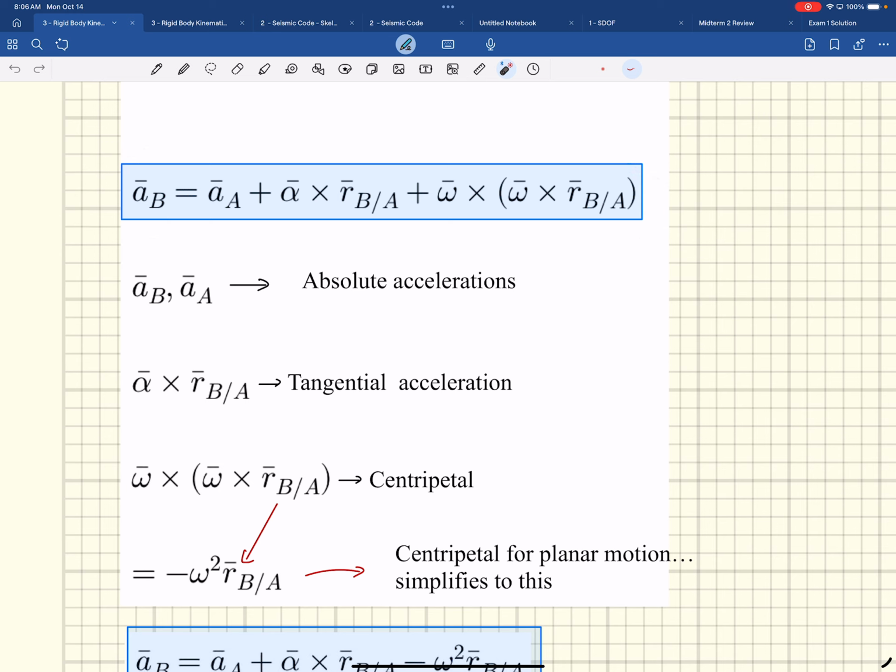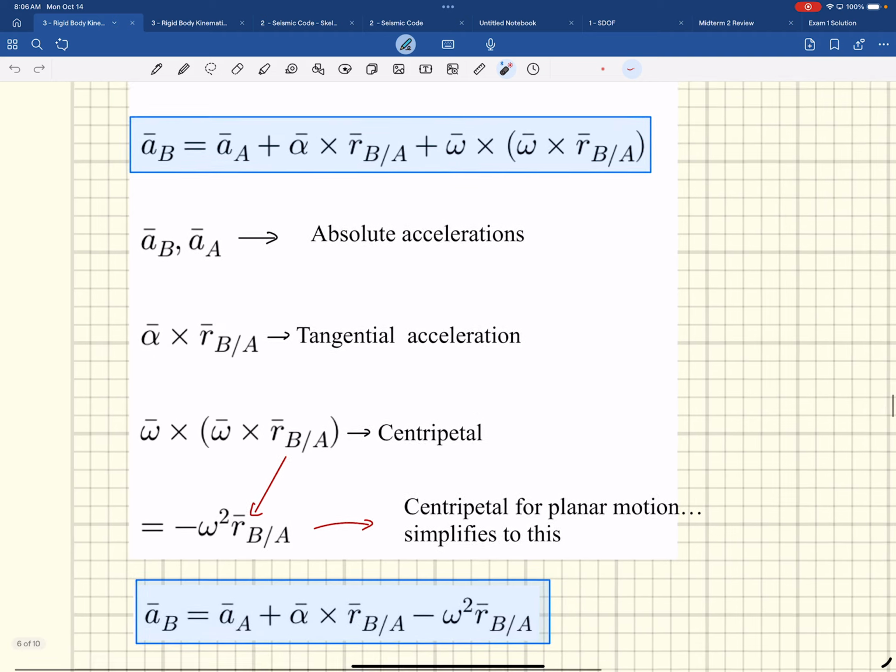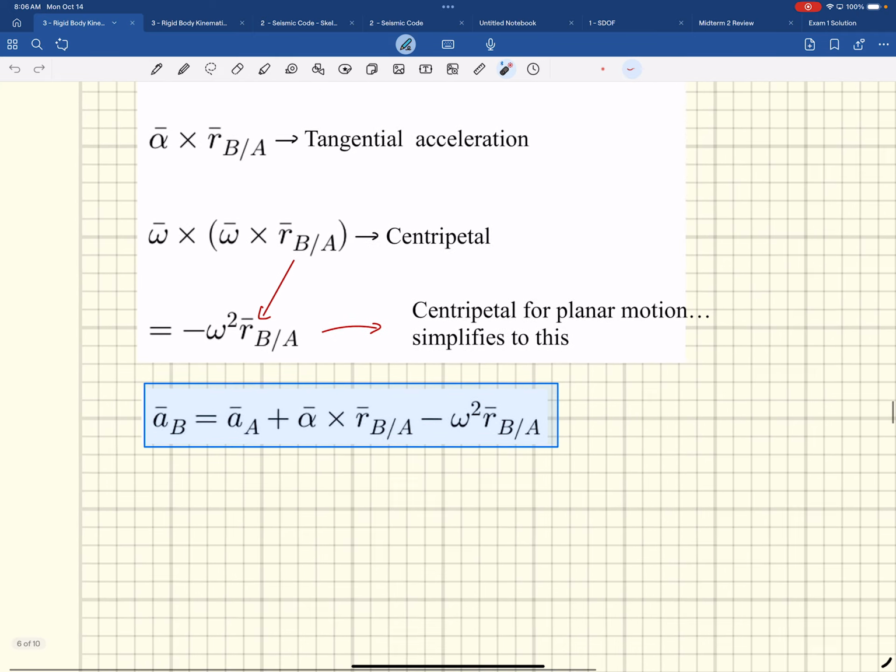So here's our equation for taking a step from one point to another point on a rigid body in terms of accelerations, right? A_B is equal to A_A plus alpha crossed with r_B as seen from A. That's our tangential acceleration. And then this omega crossed with omega crossed with r_B as seen from A is our centripetal acceleration, right? In vector notation. And it's really nice to leave it in vector notation because it'll take care of all the different directions and whether it's rotating one way or the other way. It's going to take care of all that stuff for us. All the heavy lifting is going to be done by the math, basically.